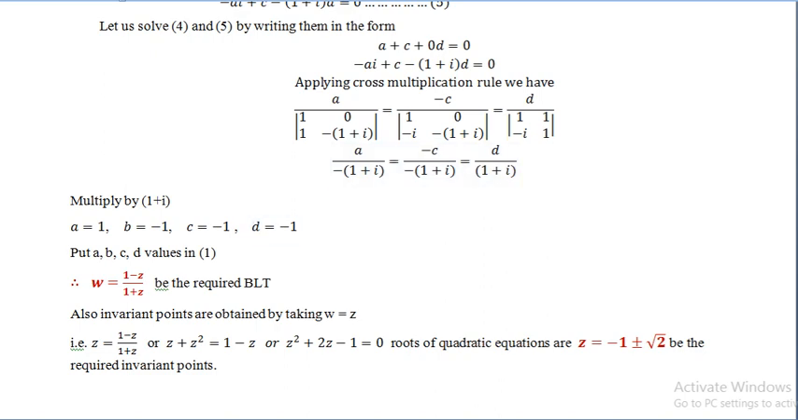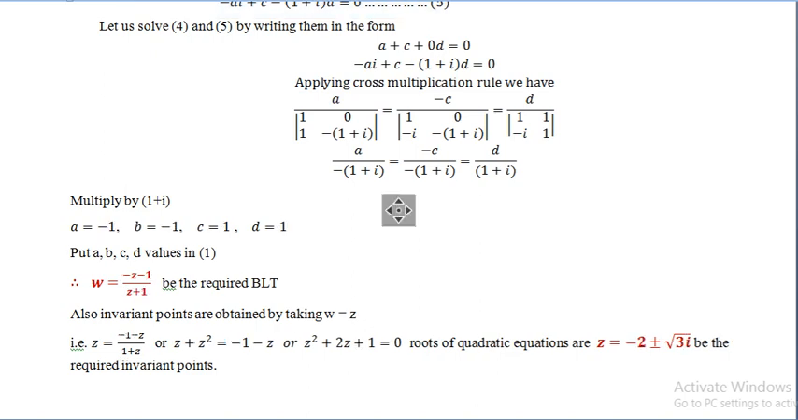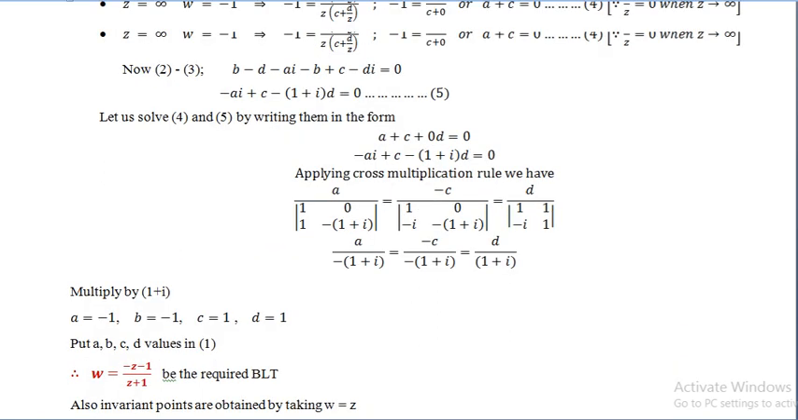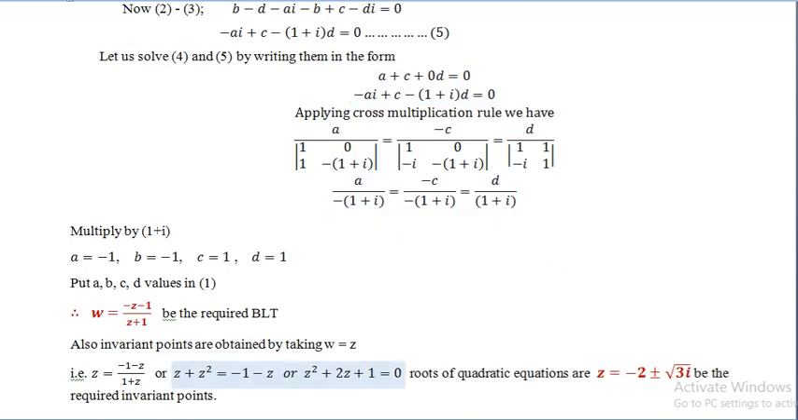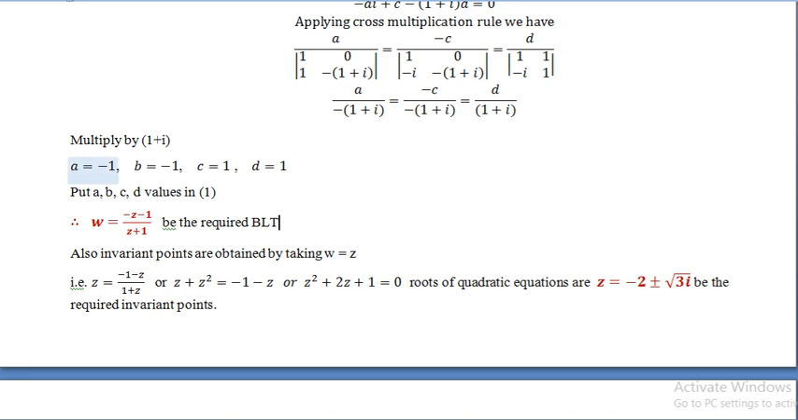So a value becomes 1, c value becomes minus 1, and d is equal to minus 1. After multiplying by 1 plus i, we get a value is minus 1, c value is minus into minus, plus here, and d value is also 1. Now use d equal to 1 in equation number 2. You will get b value as minus 1. So a is minus 1, b is minus 1, c is plus 1, d is also plus 1.